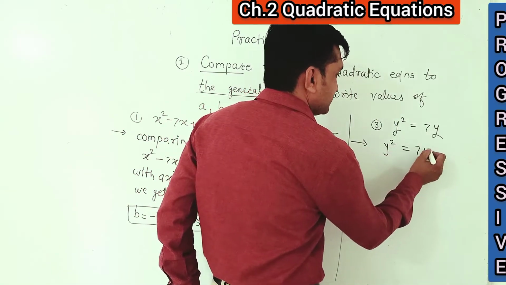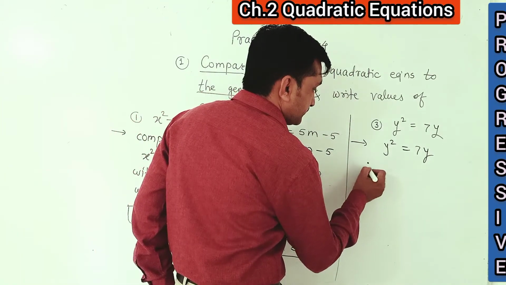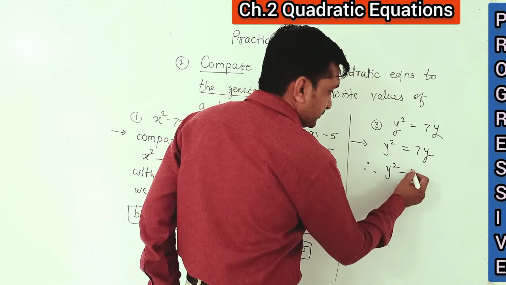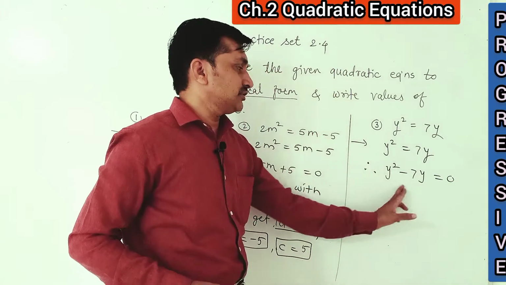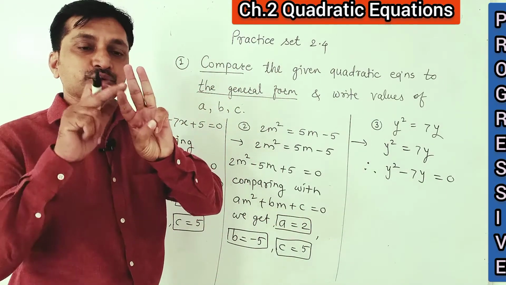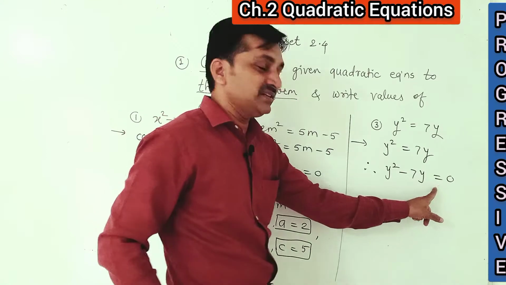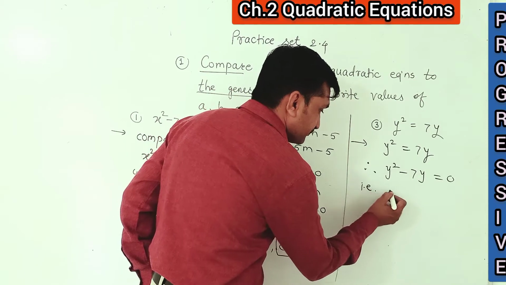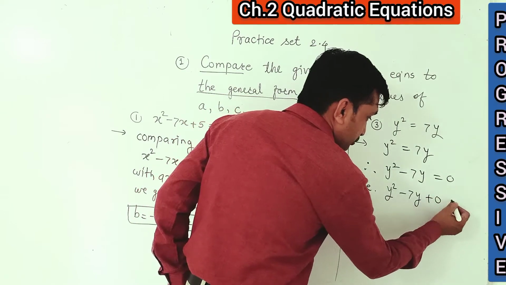Again you see this example, this equation is also not in standard form. Then how to write here? Therefore y square, transfer this plus 7y here, it becomes minus 7y, right? Is equal to 0. But again you see there are only two terms on the left side, and in the general form there are three terms, ax square plus bx plus c constant. Here ay square plus by plus c is not there. That's why you write this as y square minus 7y plus 0 is equal to 0.